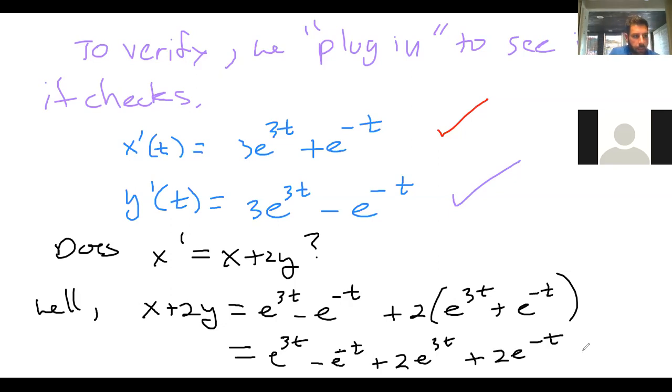Now, if I combine my like terms, this gives me 3e to the 3t, and then negative 1 plus 2 is plus e to the negative t. So it does indeed check. So I verified the top equation is valid. And then similarly, you can verify the bottom. Do you guys have any questions about that?